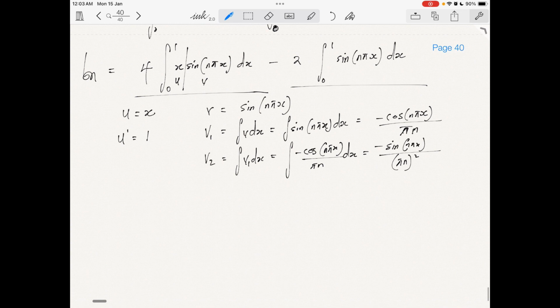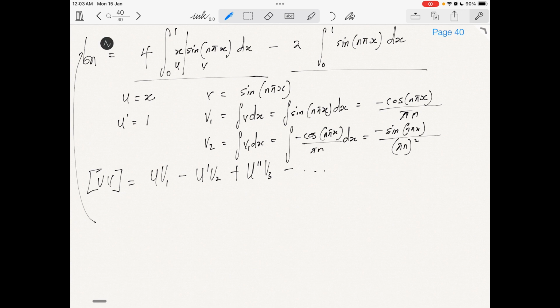Having solved that, we can also remember that our uv is equal to uv1 minus u prime v2 plus u double prime v3, and it continues. So we can solve Bn to be equal to 4 when we integrate x sine n pi x.